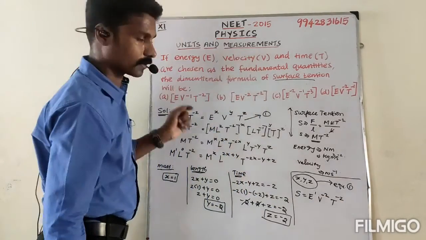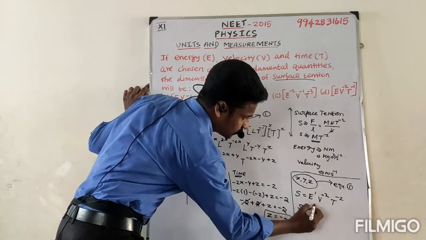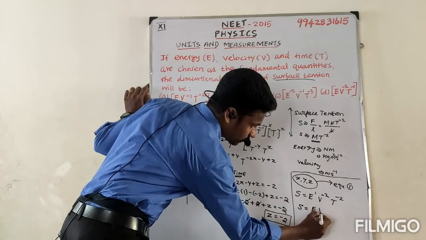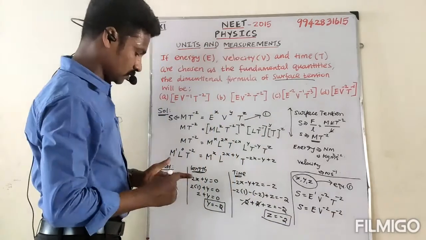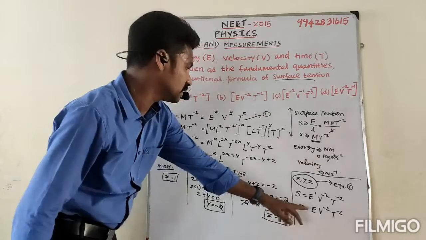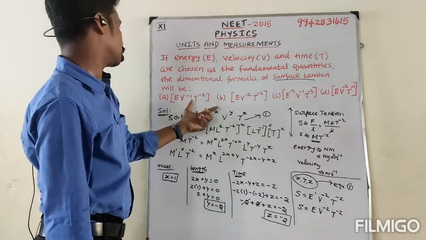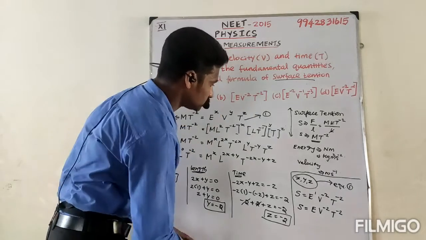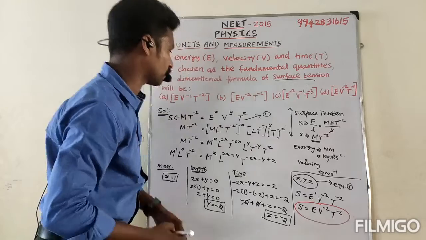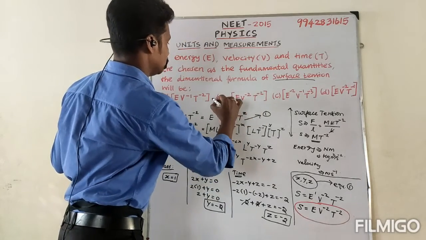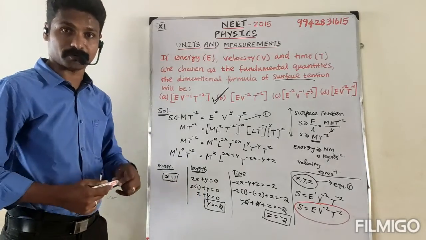Minus 2. So finally, surface tension is equal to E^1, that is E, V^-2, then T^-2. Dear students, if you observe, E^1 is E, V^-2, T^-2. So this is satisfied by option B. So the correct answer is option B. Okay students, I hope you understand.